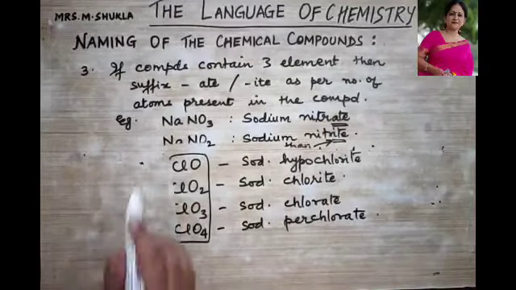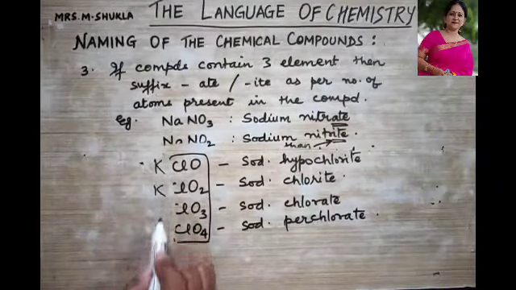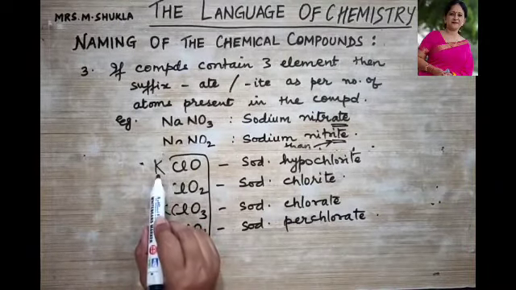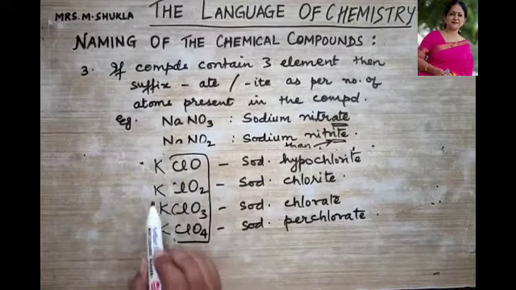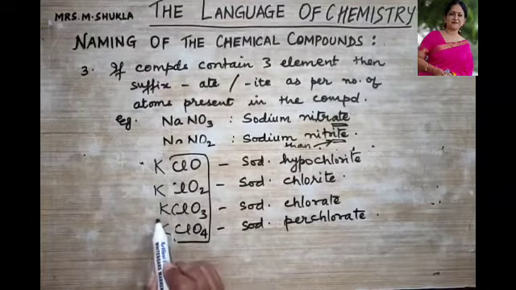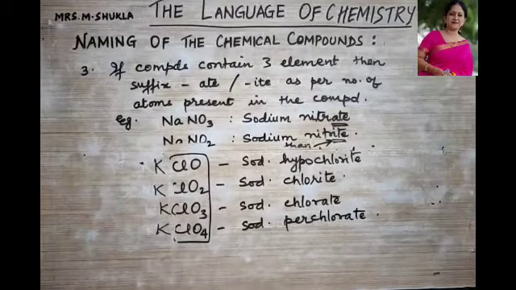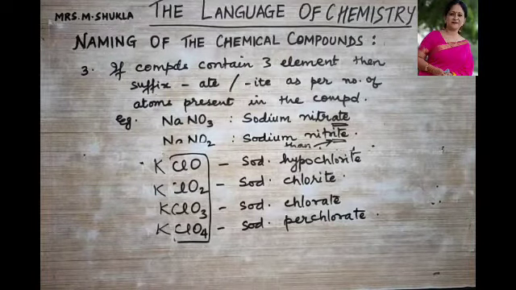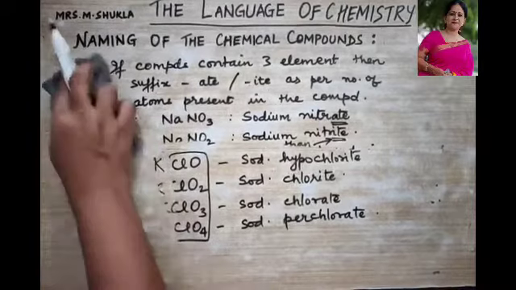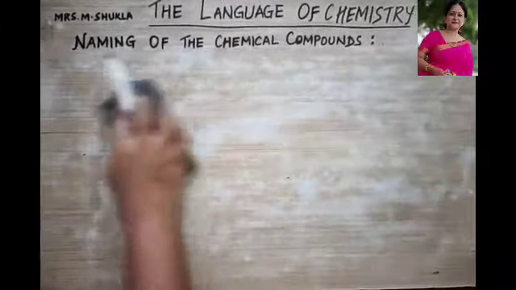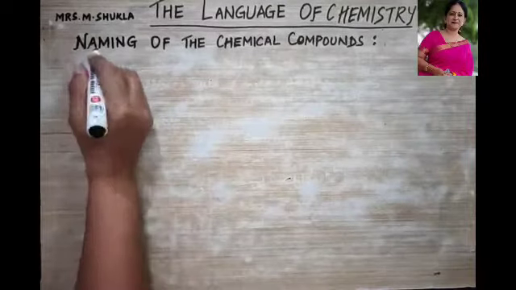So if I can change this sodium from here, if I write here K, then will you be able to give their names now? Then it becomes potassium hypochlorite, potassium chloride, potassium chlorate, potassium perchlorate. So simple it becomes. We now move to naming of the acids.